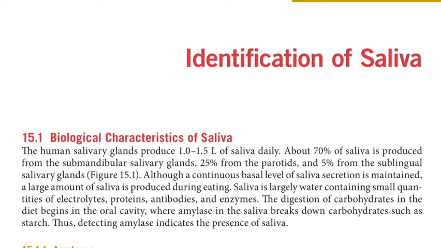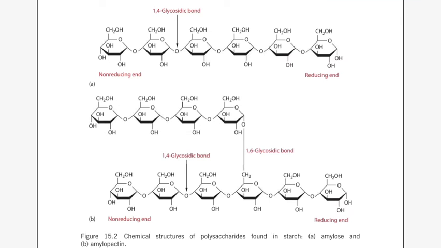Then we can go for other tests which determine the amylase activity, like the starch iodine assay. What happens in the starch iodine assay? We know that our saliva has enzymes, and starch, the simpler form of carbohydrate, consists of amylose and amylopectin, and our saliva has amylase.